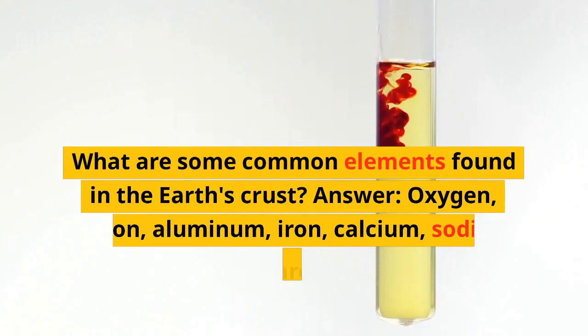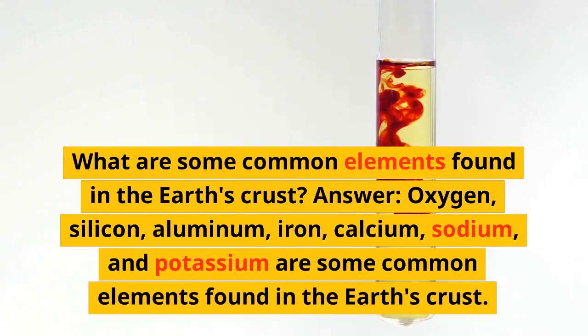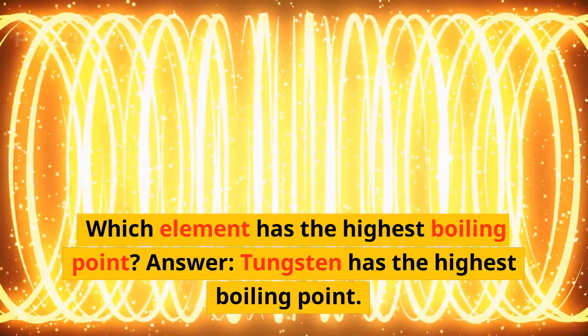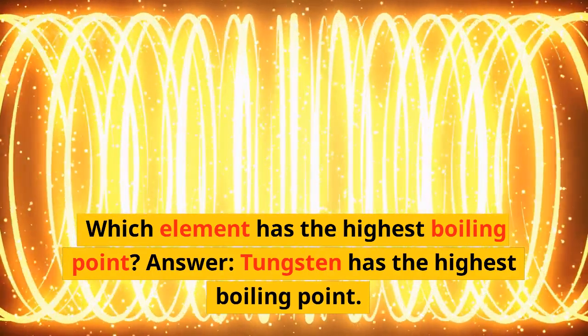What are some common elements found in the Earth's crust? Answer: oxygen, silicon, aluminum, iron, calcium, sodium, and potassium are some common elements found in the Earth's crust. Which element has the highest boiling point? Answer: tungsten has the highest boiling point.